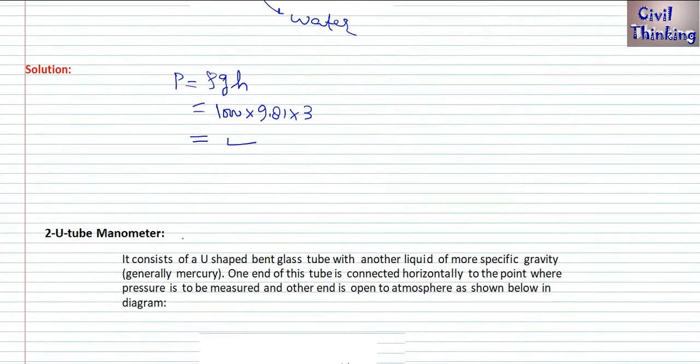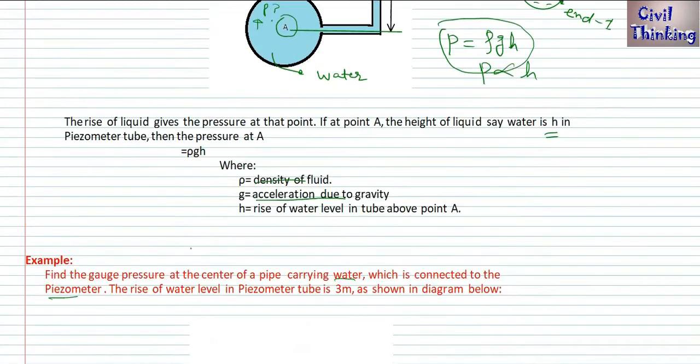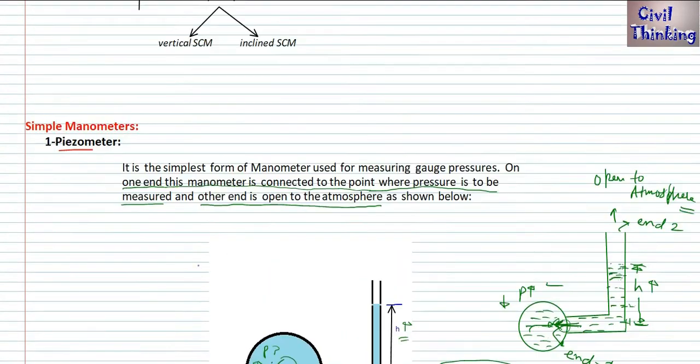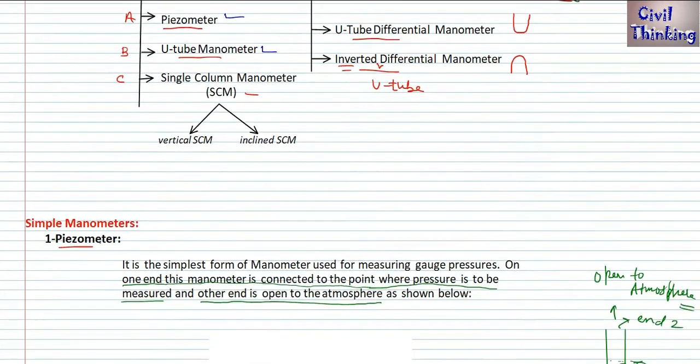Let's move on. Now the second type of simple manometer is the U-tube manometer. As you can see here, the piezometer is a simple manometer, which means we can find only the pressure at one point. We have covered this piezometer. Now is the U-tube manometer.